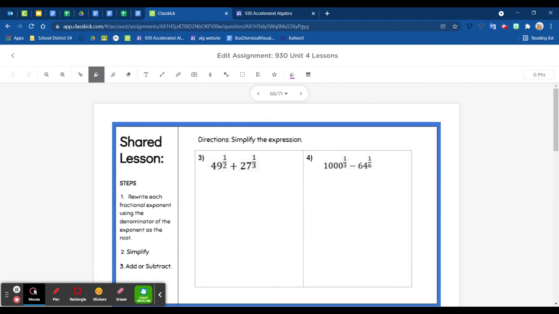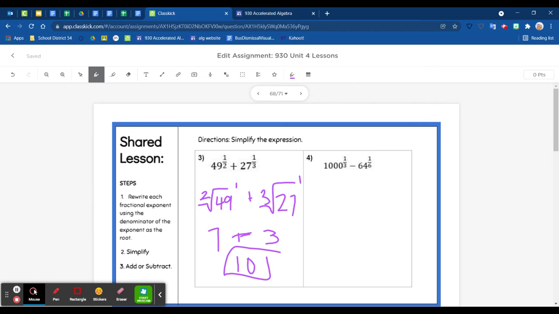Okay, so we are going to simplify the expressions and add if possible. So let's go ahead and start by applying our fractions to the numbers. So this would become the square root of 49 to the power of 1 plus the cube root of 27 to the power of 1. Square root of 49 is 7. Cube root of 27 is 3. 7 plus 3 is 10. So I simplify all the way down, and if I can add them together in the end, I will.